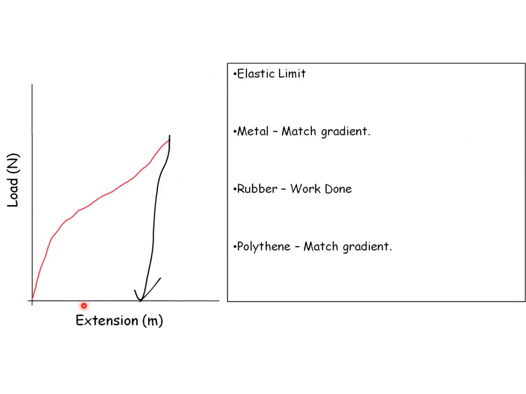And obviously, as you can see here, when it comes back, it's now permanently extended, so it's gone into the plastic deformation zone. And a key thing you might need to know is that with a material like polythene, you're going to reach the elastic limit very quickly, so you're almost certainly going to go past the yield point. So your graph will end up looking something like this.